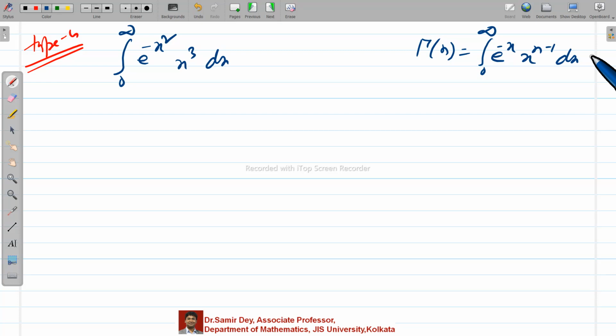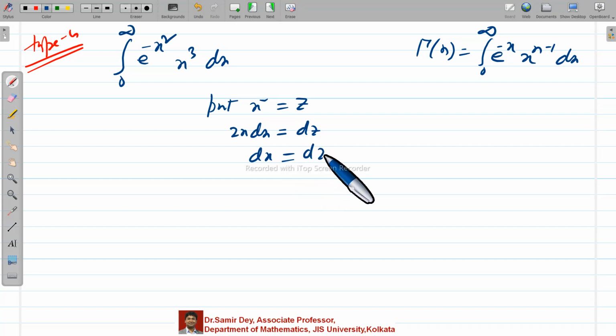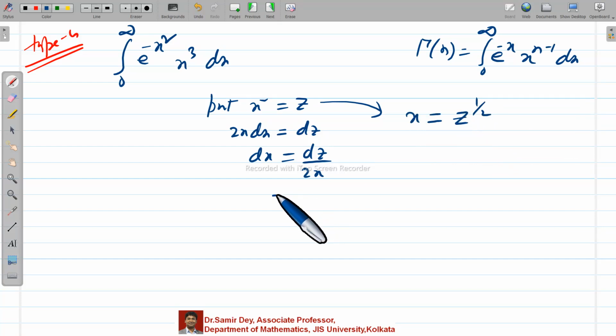Clear? So now again you check the range 0 to infinity, same. e to the power minus x is your requirement, but you have e to the power minus x square, so put x square equals z. From here you may write 2x dx equals dz. So what is your dx? dx equals dz by 2x. What is your x? x equals z to the power 1 by 2. Clear?